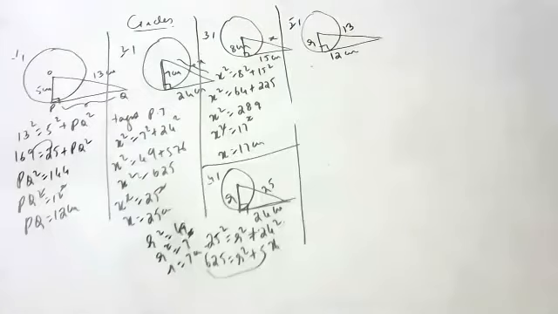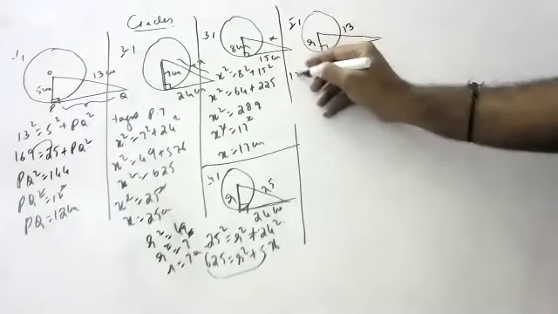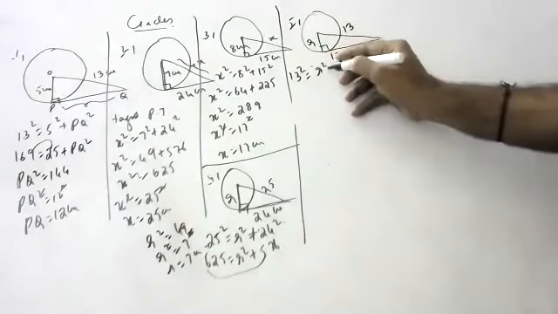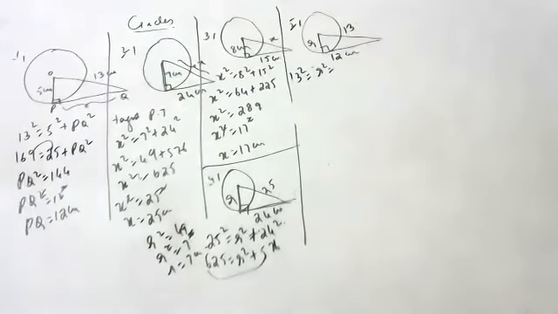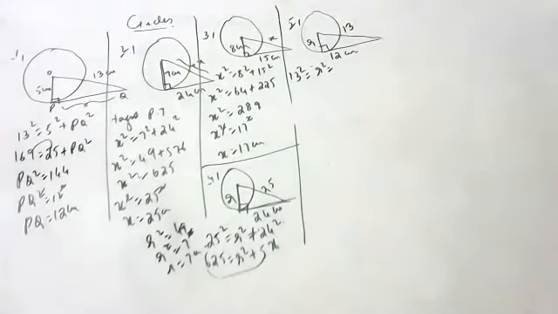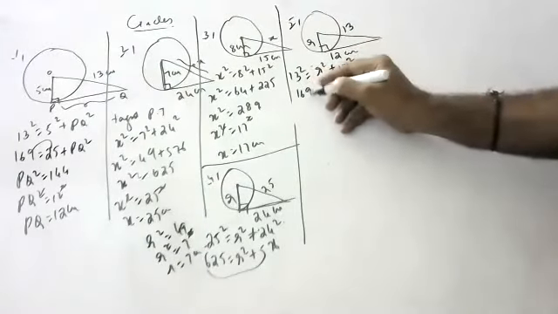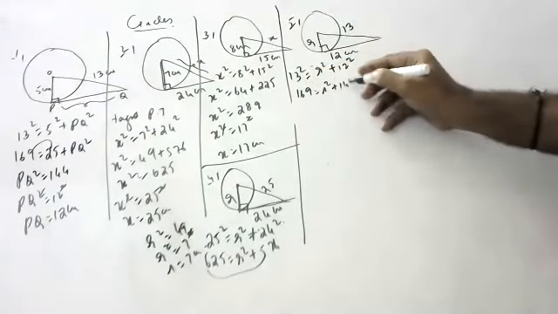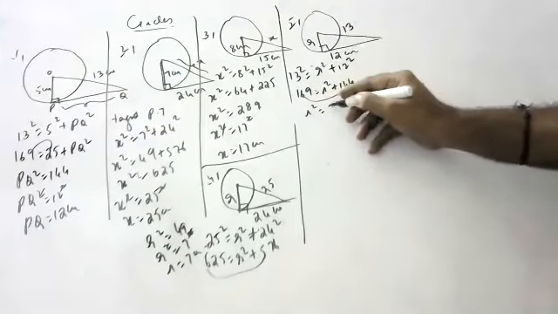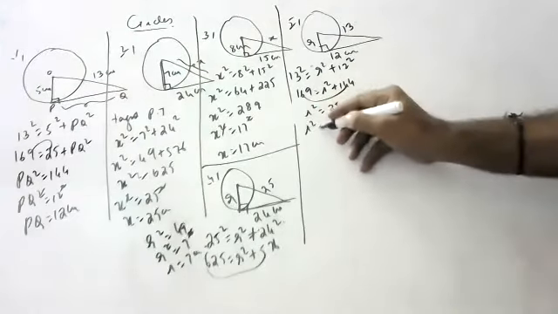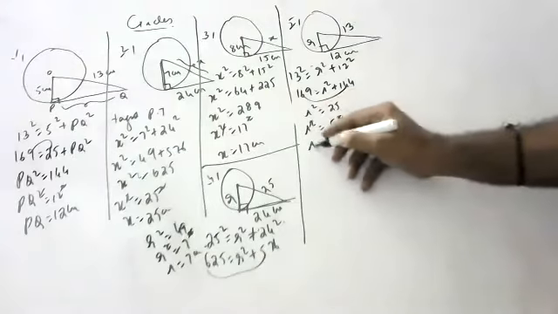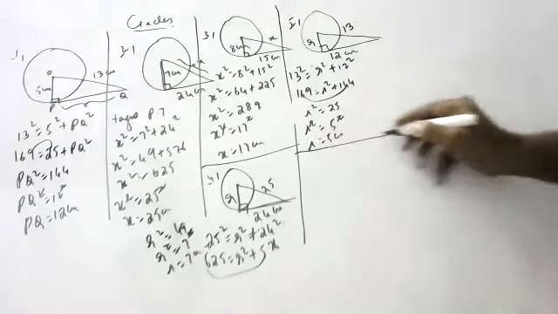Shall I tell? Yes, tell Nana. Apply Pythagoras theorem. 13 square is equal to R square plus 12 square. 169 is equal to R square plus 144. R square is equal to 169 minus 144. R square is equal to 5 square. R is equal to 5 centimeters.